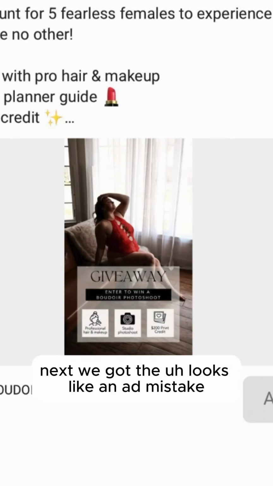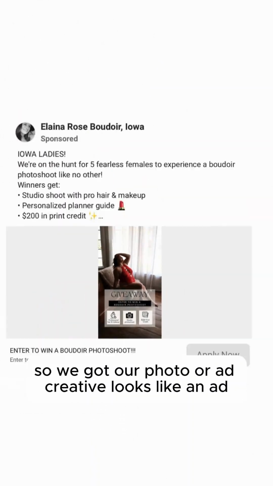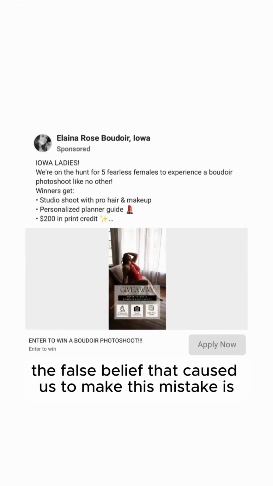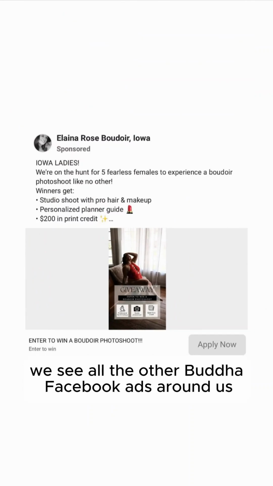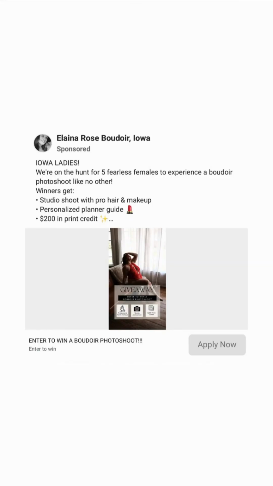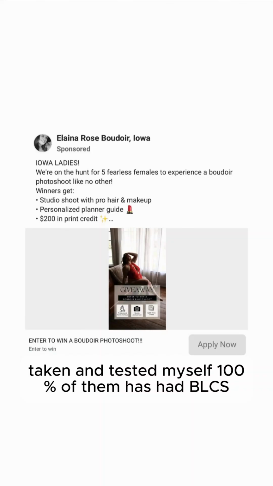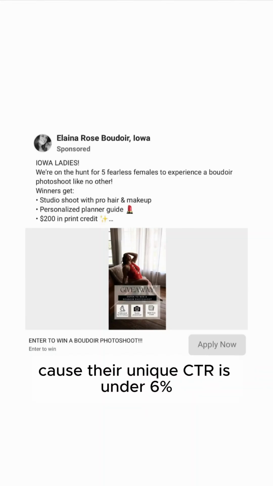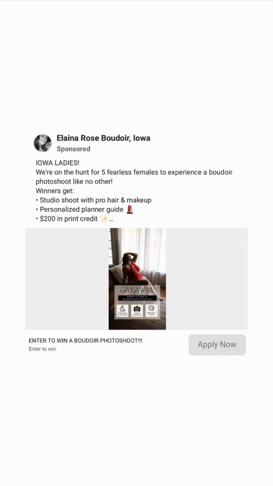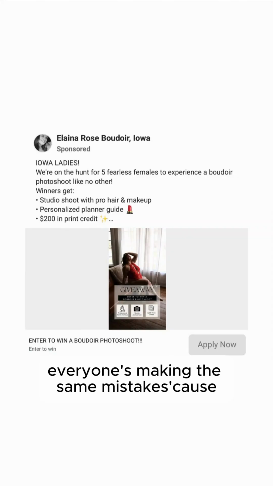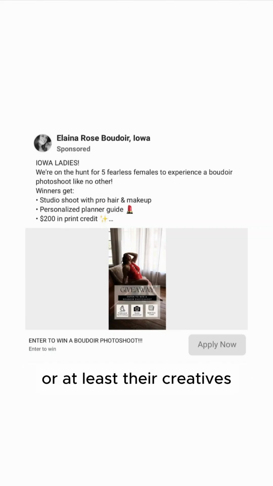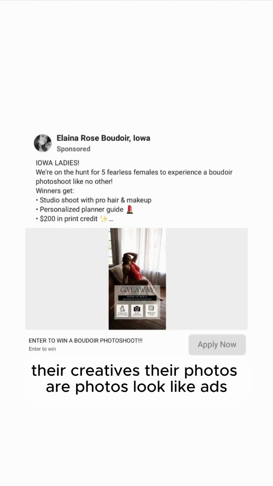Next, we got the looks-like-an-ad mistake. So our photo or ad creative looks like an ad. The false belief that causes us to make this mistake is, we see all the other Boudoir Facebook ads around us. They all look like ads. So everyone can't be wrong, can they? Well, every Boudoir Facebook ad I've seen the back end for or tested myself, 100% of them have had BLCS, Boudoir low click syndrome, because their unique CTR is under 6%. Everyone's making the same mistake because everyone's ads look like ads, or at least their creatives. Their photos look like ads.